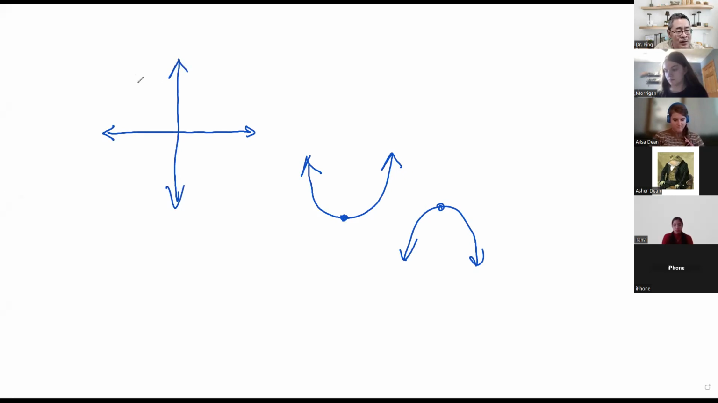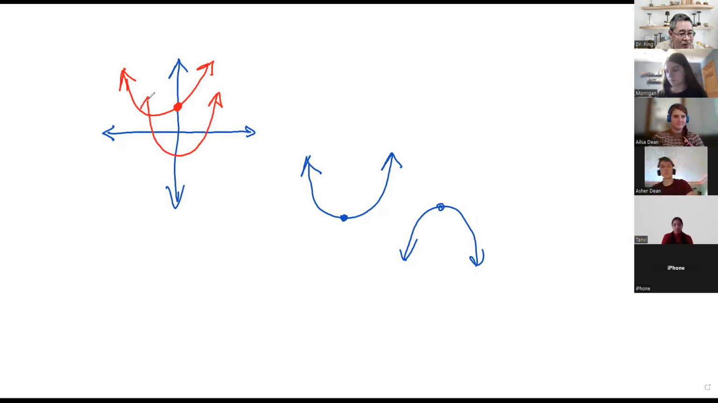Well, the graph could be here, and in this case, we have a y-intercept. Or it could go something like this. Now, of course, we have the vertex point, we have the y-intercept, and we also have something called the x-intercept. And we could have scenarios going the other way around. We could have something like here.